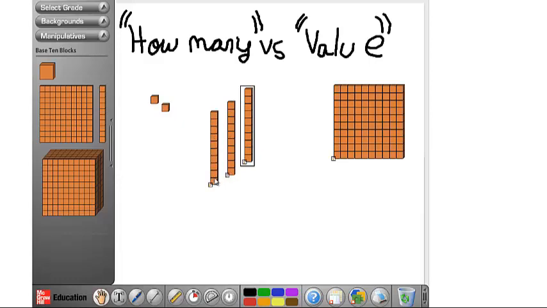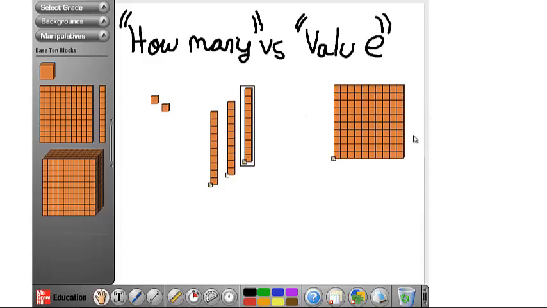Just remember this. If I say value, you're going to count all the little squares. If I say how many, you're going to count the whole thing. So we have 3 tens, and the value of those 3 tens is 30, and so on. Let's move on to the hundreds. Now, how many hundreds do you see? Well, you should see just one of them. It's this whole block.